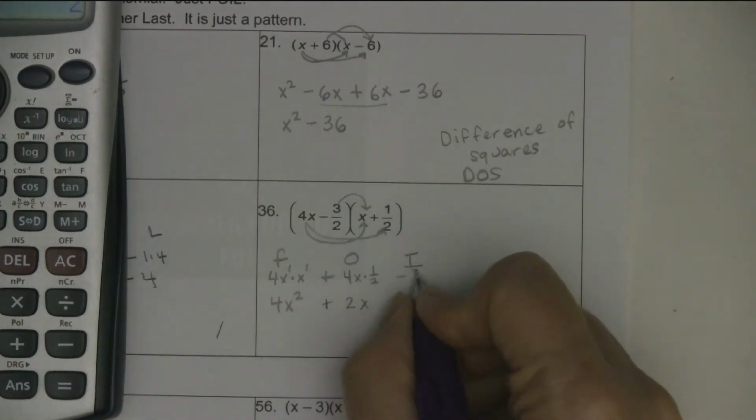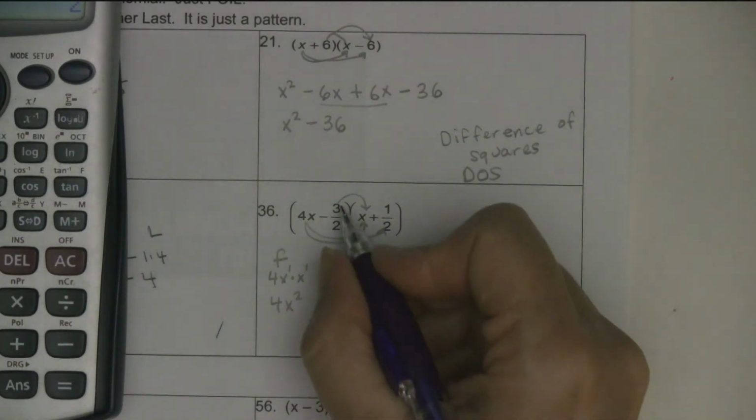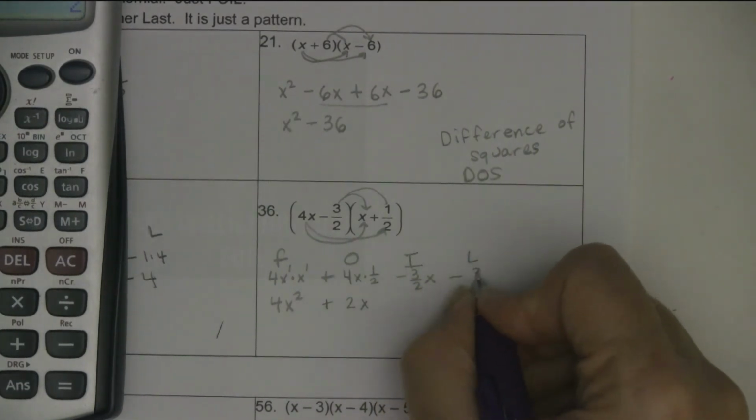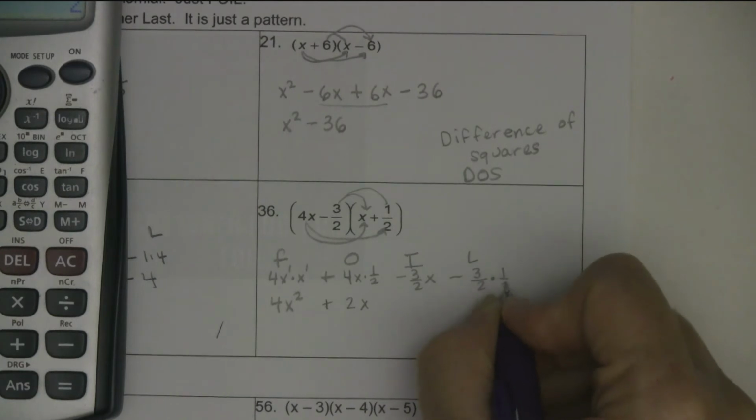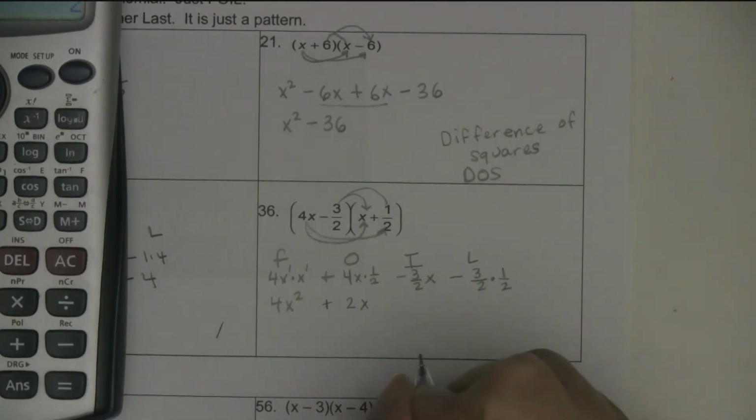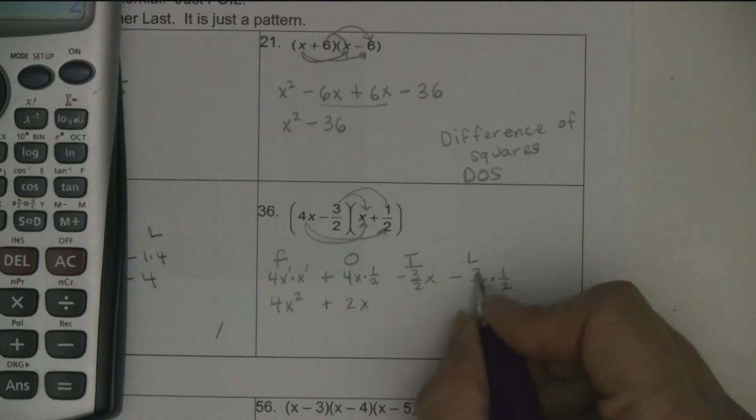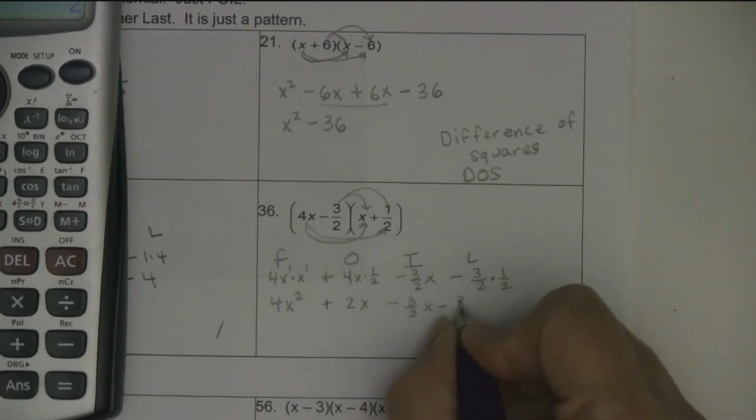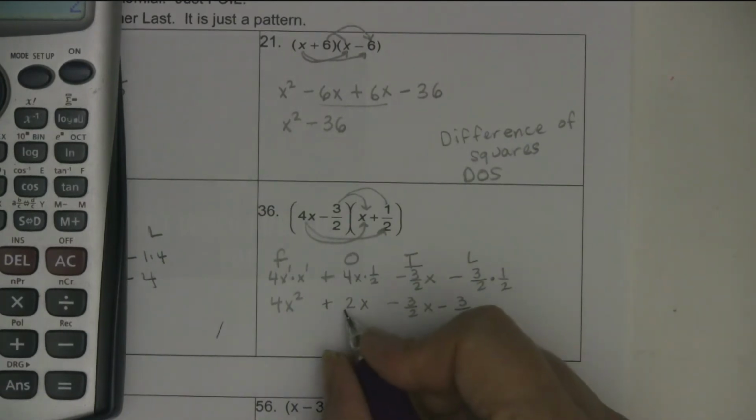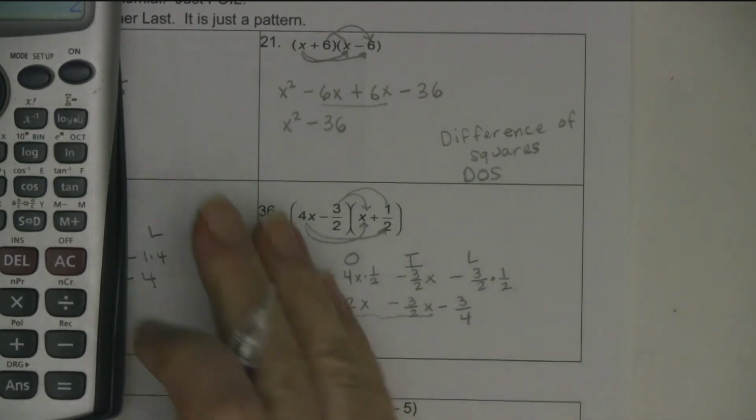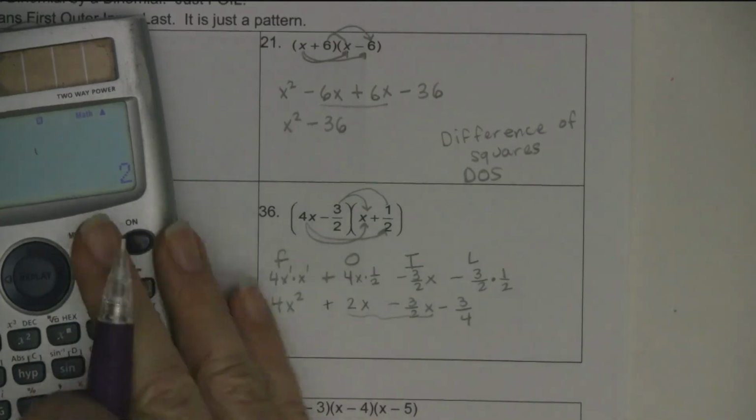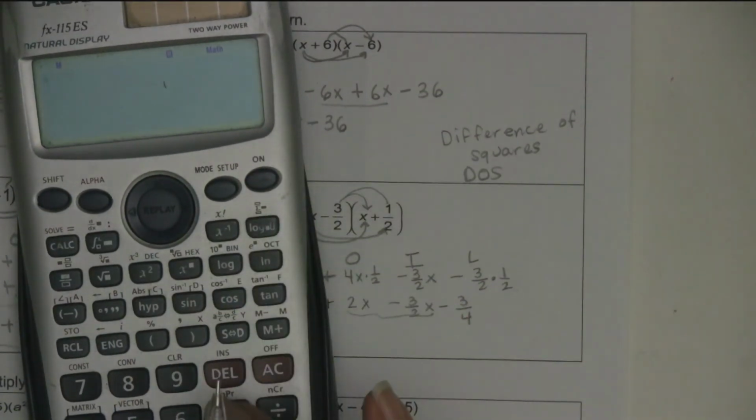Then the inner, minus 3 halves x. Then the last, a positive times a negative is a negative, and 3 halves times 1 half. And again, you could do that with your calculator if you like, but that's 3/4, right? So this is minus 3 halves x minus 3/4. And you could do this with your calculator because those are like terms. But me, I'm thinking 3 halves is 1 1/2. 2 take away 1 1/2 is half, right?